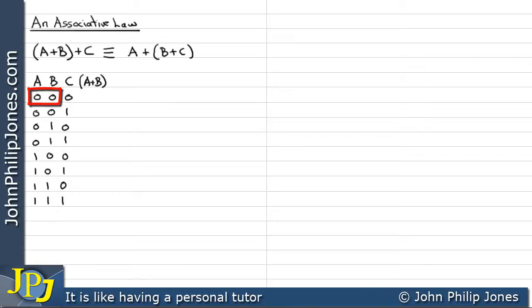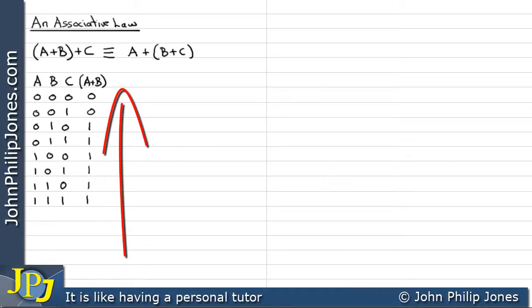So here we can see we've got 0 or 0, which is a 0. We have a 0 or 0 again, which is a 0. Here we have a 0 or 1, which is a 1. We have the same combination here, 0 or 1, which is a 1. We have a 1 or 0, which is a 1. Same combination here, 1 or 0, which is a 1. And finally, we can see the last two here are both 1 or 1, so we get 2 ones there.